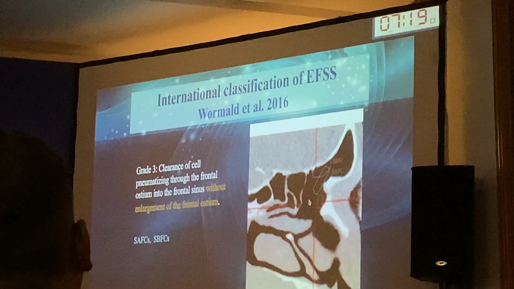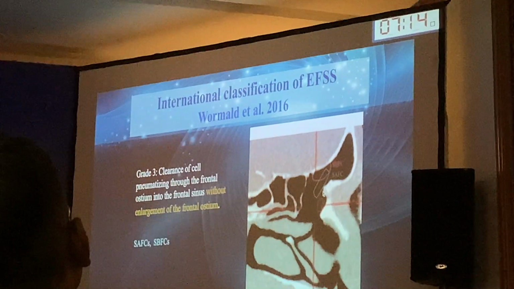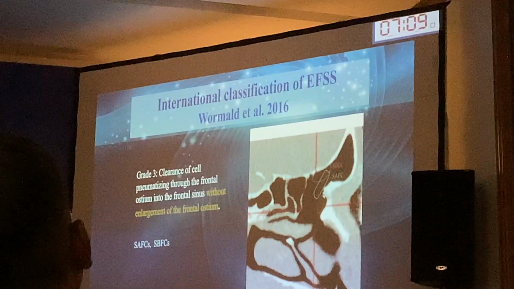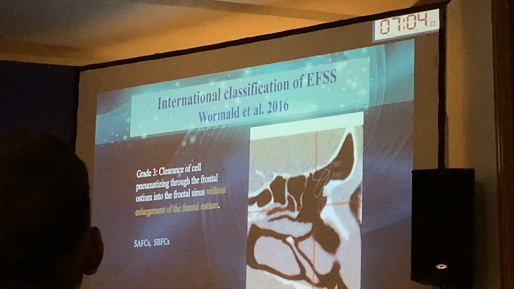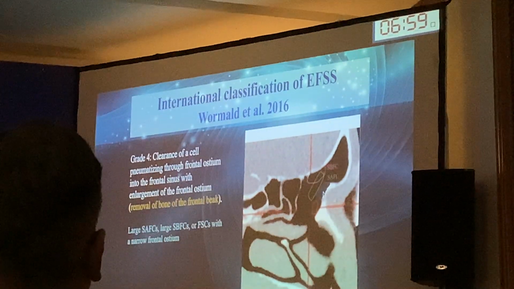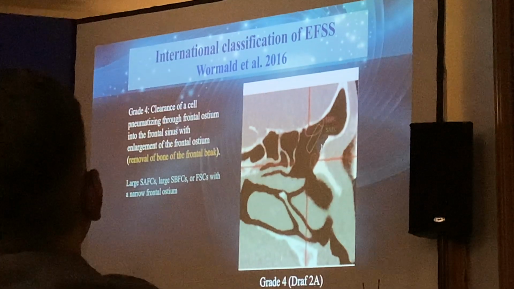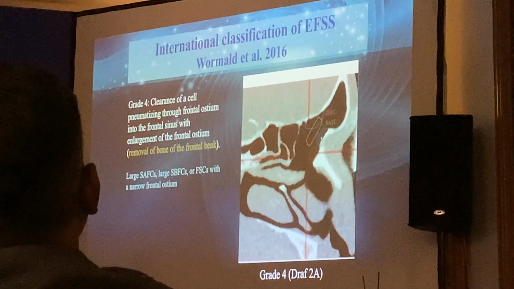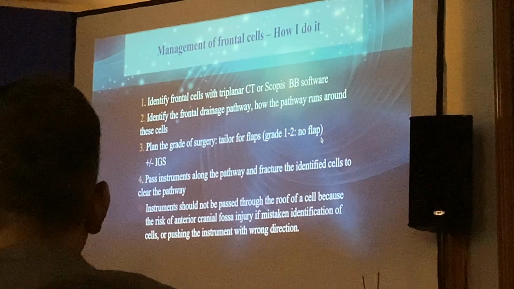Grade 3: if the cell extends to the frontal sinus ostium, like a suprabullar frontal cell or supra-agger frontal cell, you can still get it without enlargement of the frontal sinus ostium if the patient has a big frontal sinus ostium. So that's grade 3. Grade 4: you have to drill the frontal beak in order to take this supra-agger frontal cell and suprabullar frontal cell. So that's grade 4. And grade 5 and grade 6 is Draf 3.